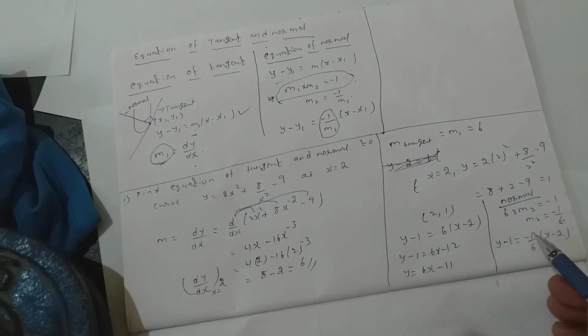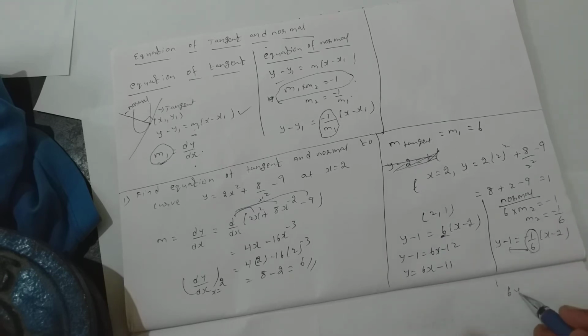So my equation is y minus 1 equal to minus 1 by 6 times x minus 2. Whether tangent or normal, the difference will come only in the slope. So I send 6 to this side. So it becomes 6y minus 6 equal to, with minus 1 I am multiplying, so it becomes minus x plus 12.